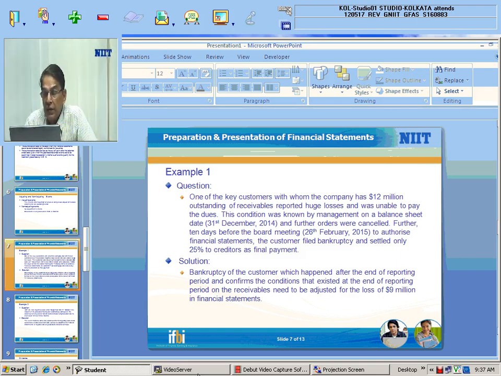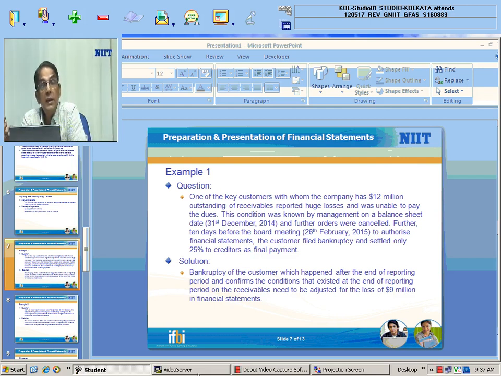It confirms the condition that existed at the end of the reporting period on the receivables, that receivables need to be adjusted for a loss of 9 million in the financial statements, because out of 12 million of receivables, the customer is going to settle only 25%, that is 3 million. So 9 million the customer won't be able to pay. The fact that the customer filed for bankruptcy became known after the balance sheet date, but once it became known, it indicated a condition that existed on the balance sheet date, that the company is going to suffer a loss of 9 million. So the financial statements have to be adjusted here. So this is an adjusting event.